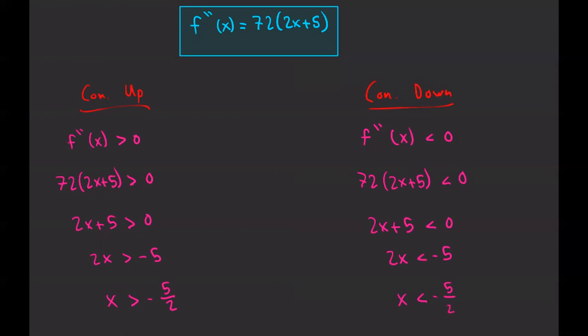And so if we want to, we could do interval notation. We could say negative 5 halves up to infinity. And here we could say negative infinity up to negative 5 halves. Open brackets on all of those. And so that's exactly it. That's my concave up and my concave down. And it's just setting that second derivative either greater than or less than 0, depending on which one you're talking about right there.